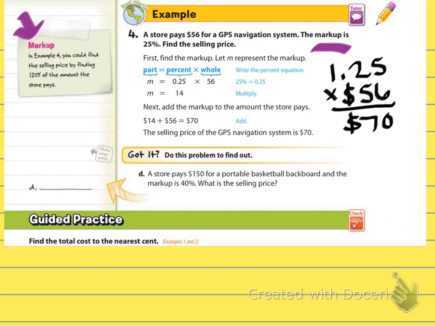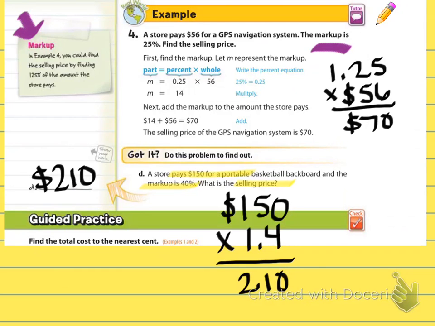Nice and easy. Okay, it's your turn to try the Got It. It's very similar, and we've gone over the answer in class, but anyone who is absent, pause, get your answer, and come back.